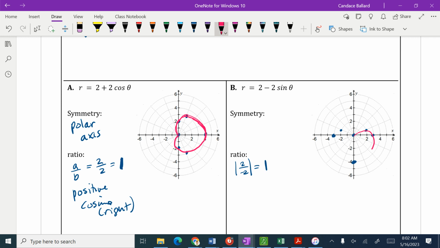So we're doing something like this. Curves around. This time our symmetry would be at pi over 2, right? Because it's symmetric about this pi over 2 axis, which we used to call the y-axis when it's rectangular.